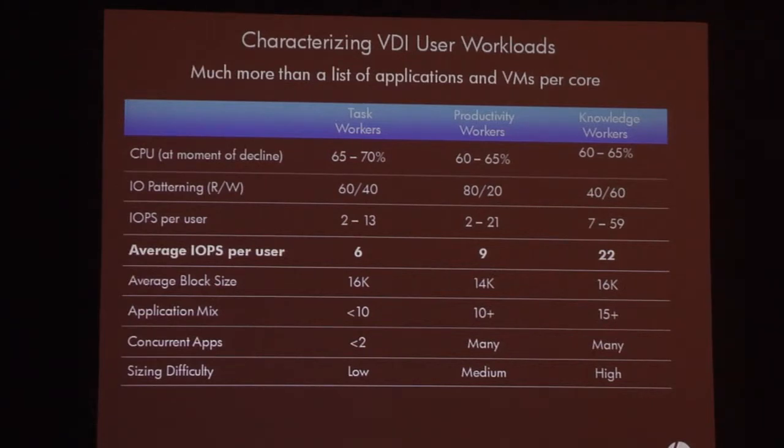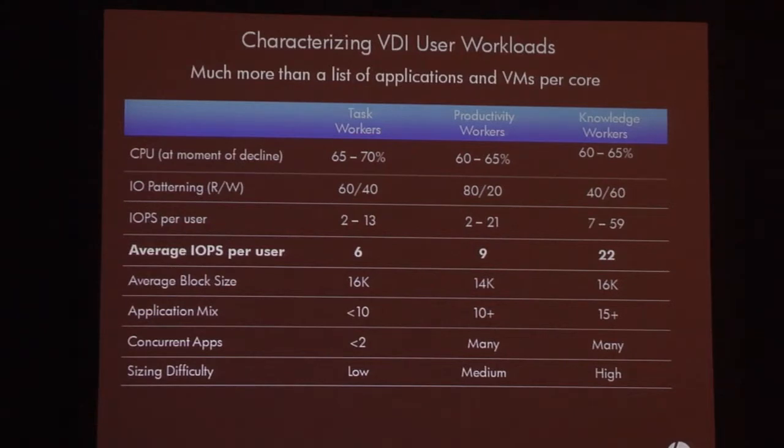So what we were able to do then was, we have actually developed a set of scripts that we use in our R&D lab around generating load against our infrastructure, and based on these particular type workloads. And we found that typically our task workers, once we had everything stable, they were generating on average about 6 IOPS. So that's the scalability number we now use to size our storage infrastructure to meet the VDI IOPS load. On the productivity workers, we use an average of 9, and then on the knowledge workers, we use 22.